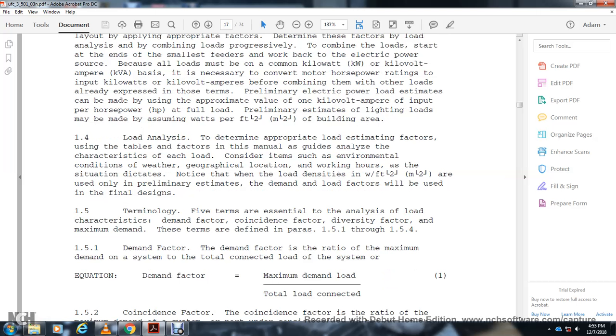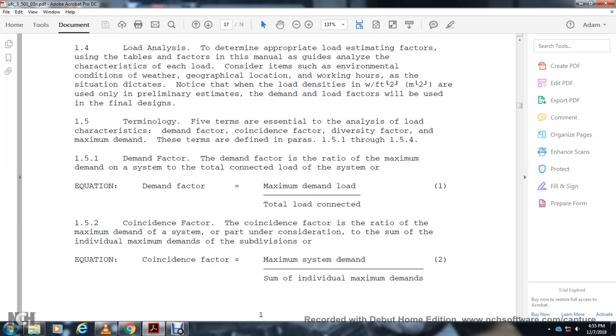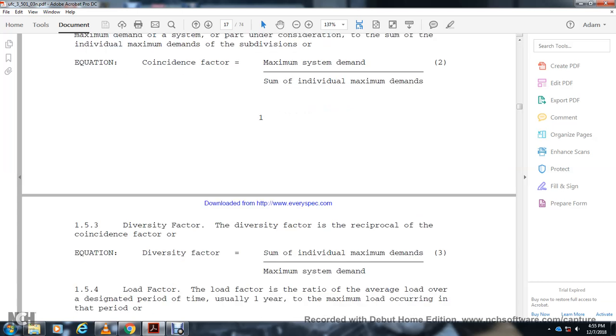1.5.1 The demand factor. The demand factor is the ratio of the maximum demand of the system to the total connected load of the system. The demand factor equals the maximum demand load over the total load connected. 1.5.2 Coincidence factor. The coincidence factor is the ratio of the maximum demand of the system or part of the system under consideration to the sum of the individual maximum demands of the subdivisions. The equation for the coincidence factor is equal to the maximum system demand over the sum of the individual maximum demands. The diversity factor is the reciprocal of the coincidence factor, the sum of the individual maximum demands over the maximum system demand.